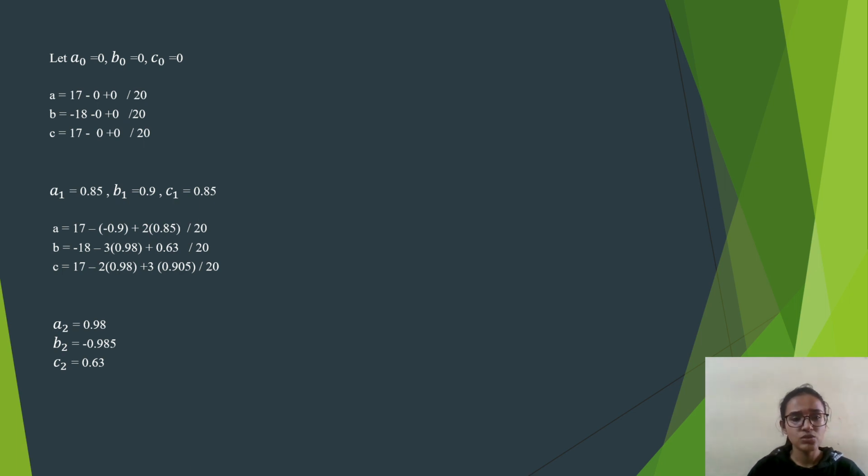So a of 1 will be the value obtained at a of 0, not the value which we have taken at the 0 stage, that is 0. We'll be using the values of previous stages. So that's what we have done here. We have substituted the values, and then again we will be repeating the same process for further iterations also.